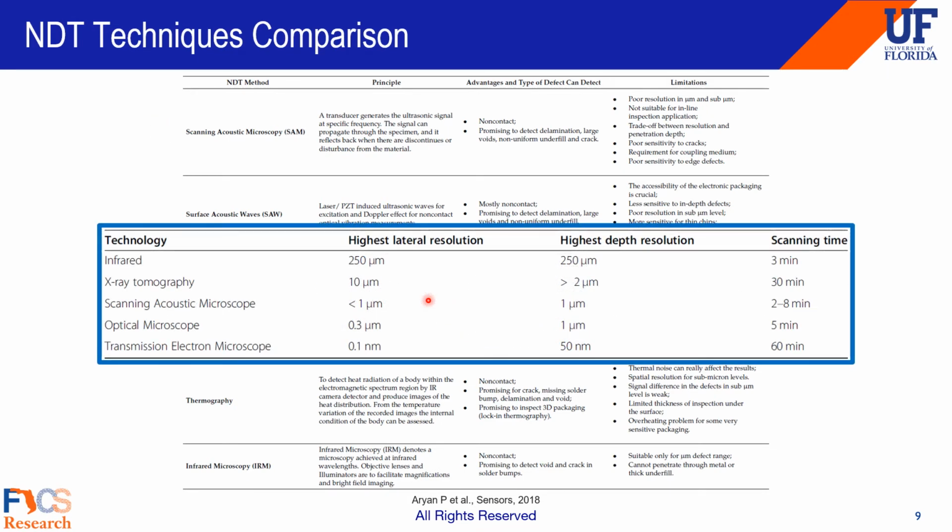So here we have another comparison between X-ray and SAM. We can see that for lateral resolution, it basically operates in the same range. For the highest depth resolution, they're pretty similar. But for the scanning time, we can see that the SAM is significantly shorter than the X-ray. We're talking about 2 to 8 minutes compared to 30 minutes.